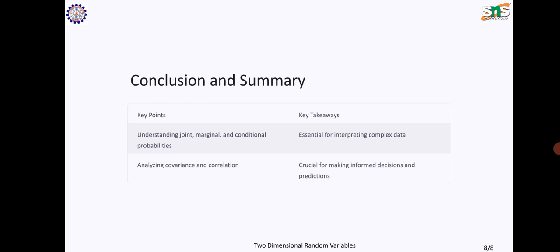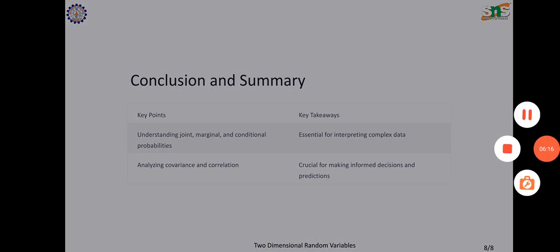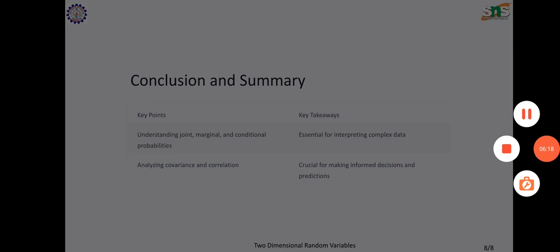Conclusion. The key points are understanding joint, marginal and conditional probability. The takeaways are essential for interpreting complex data, analyzing covariance and correlation, crucial for making informed decisions and predictions. Thank you.